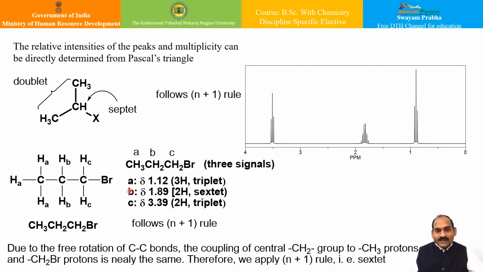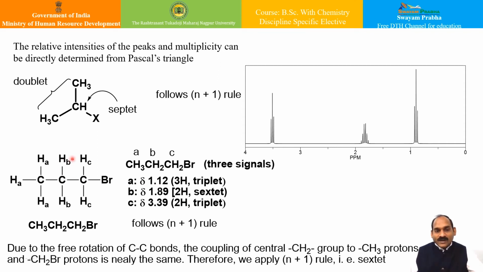If you see over here, the example of this particular halide, now you will get this. These are the A kind of proton, these are the B kind of proton, these are the C kind of proton. So it will follow the n plus 1 rule. So the 3 hydrogens will be splitting into a triplet due to the effect of these 2 hydrogens, isn't it?